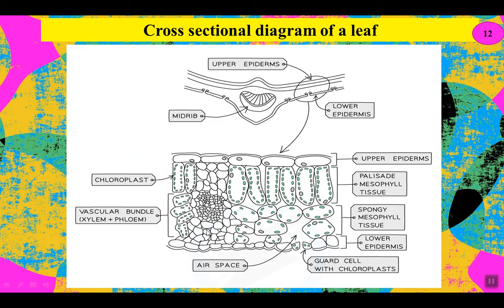So here is the vascular bundle or the transport tissues of a plant. It helps carry water and minerals to the cells in the leaf. They also carry food from the leaf to the other parts of the plant.